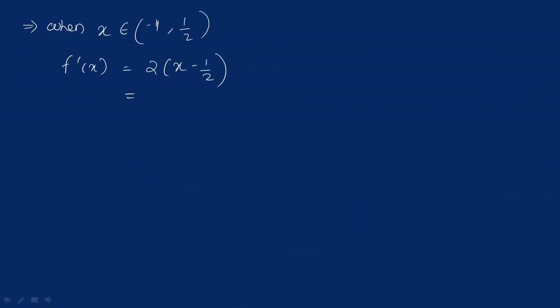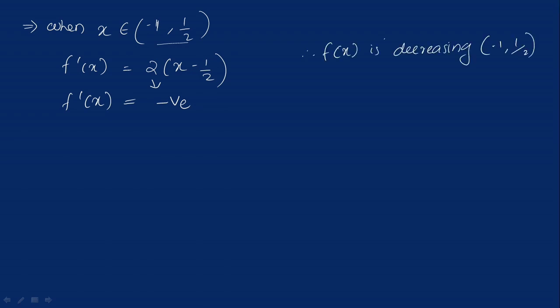So when x belongs to the first interval, that is from minus 1 to 1 by 2, we will have the equation for f dash of x, that is 2 into x minus 1 by 2. So in between minus 1 to 1 by 2, we are applying any value for x. We have 2 into a negative value, that means a negative value itself. So we have f dash of x as a negative value. So f of x is decreasing in the interval minus 1 to 1 by 2.